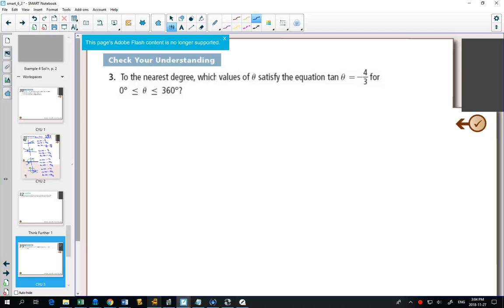To the nearest degree, which values of theta satisfy the equation tan theta equals negative 4 over 3? So this starts off looking like a grade 10 trig question. How do you solve for theta? You would use tan inverse.